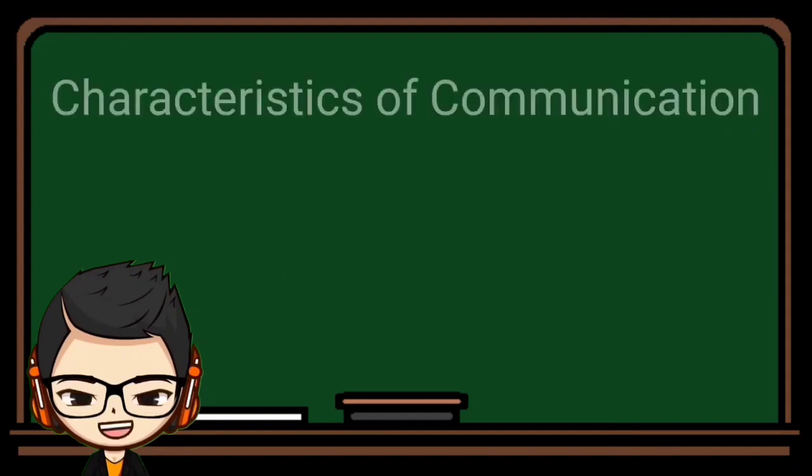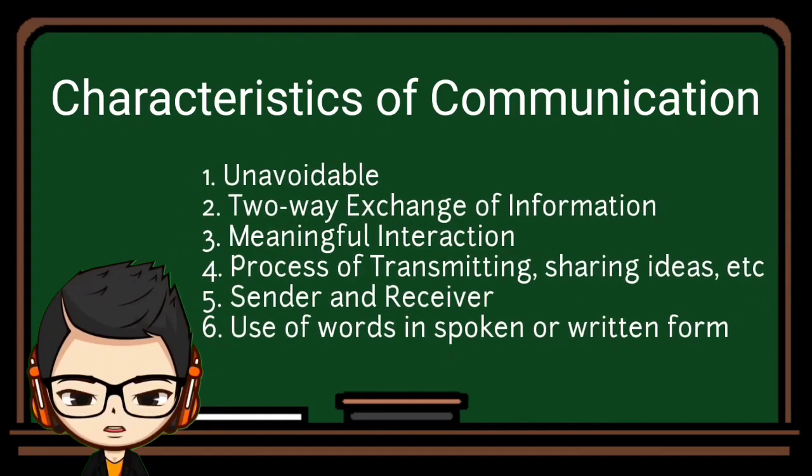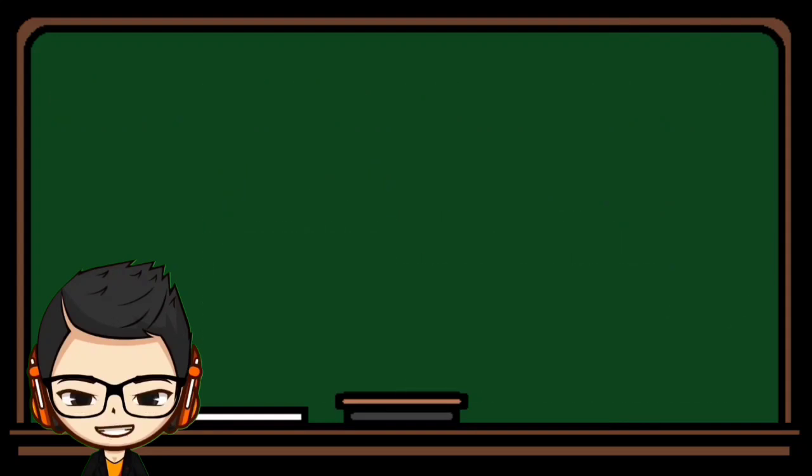The next is characteristics of communication. The first is unavoidable. Next is the exchange of information, and the next is meaningful interaction. And the next, process of transmitting, sharing ideas, etc. The fifth is sender and receiver, and the last, use of words in the spoken or written form.